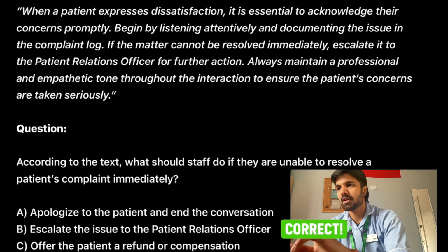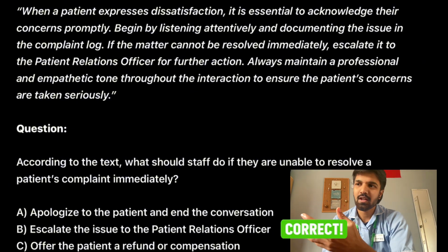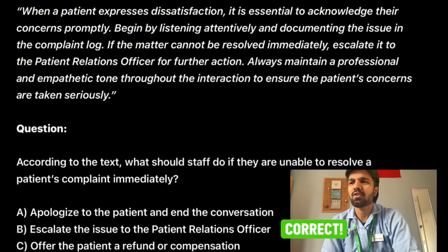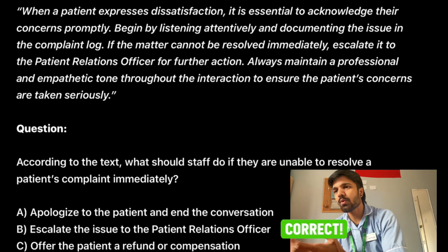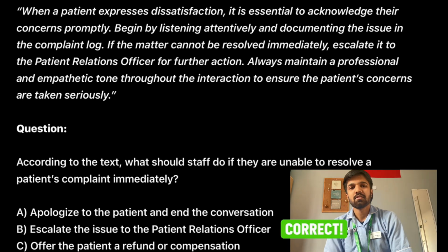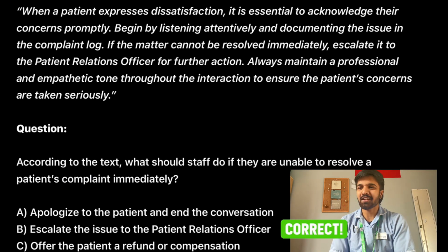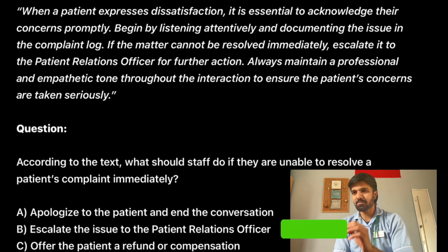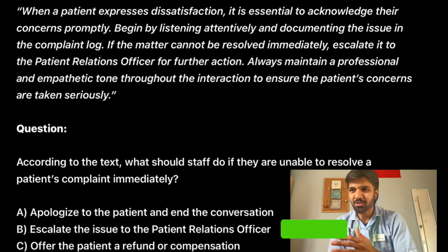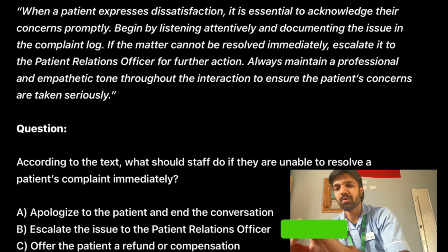No need of explanation. Option C, offer the patient a refund or compensation. There's no way they are mentioning that offering a patient a refund or compensation. If you get this kind of answer, do not overthink, just select the answer and go, you will get one point. You should get 9 out of 9 in this before listening to me.